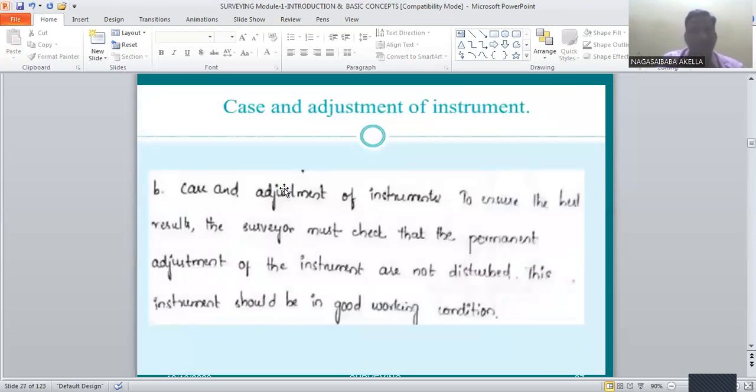Second phase, care and adjustment of instruments to ensure the best results. The surveyor must check the permanent adjustment of the instrument are not disturbed. So all the fundamental relations are satisfying for permanent adjustments or not. These are to be checked by surveyor. So this instrument should be in good working condition. So that is second phase.